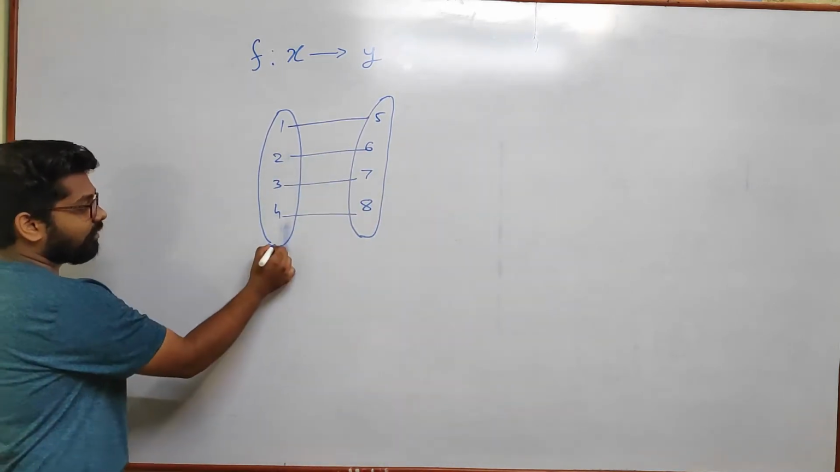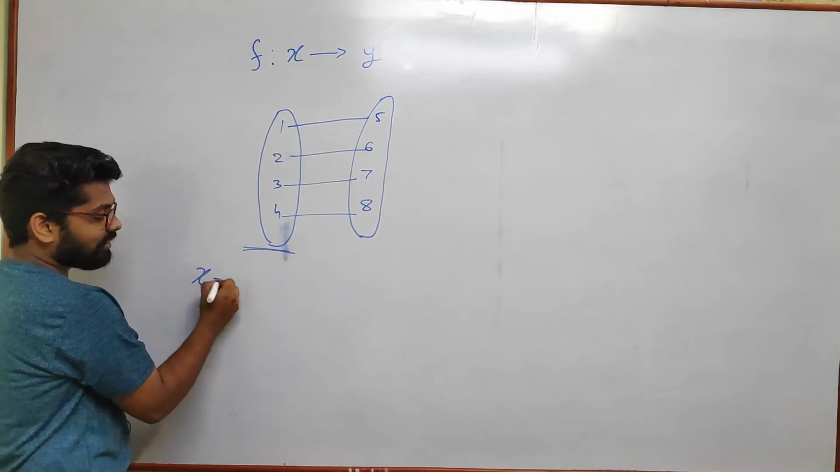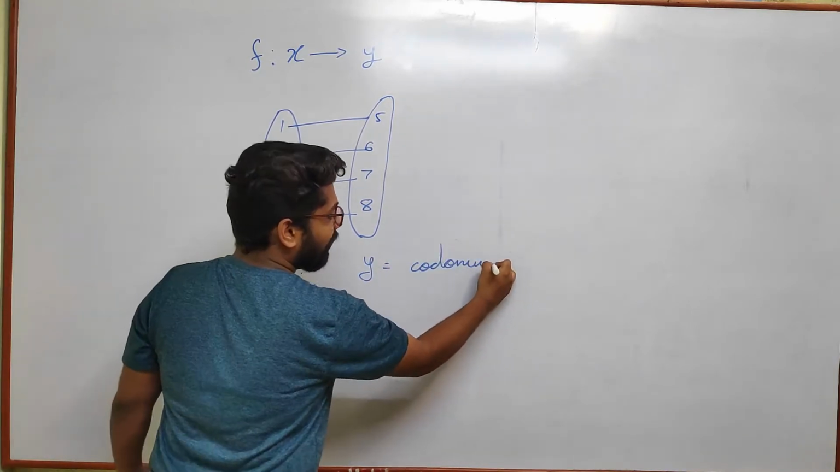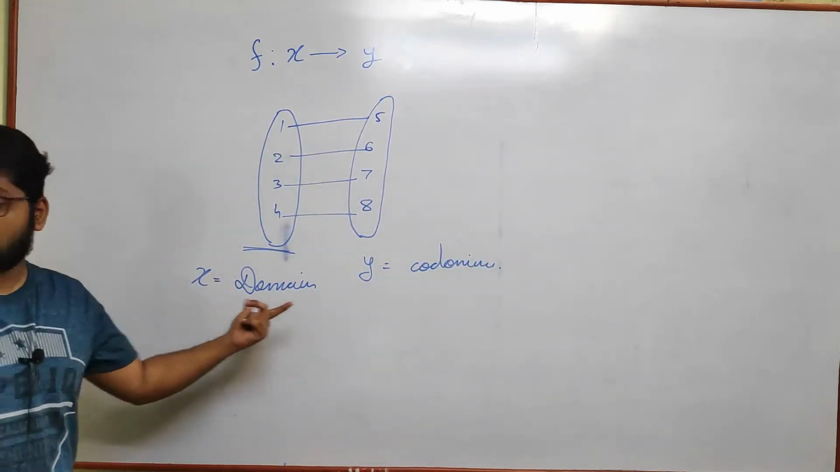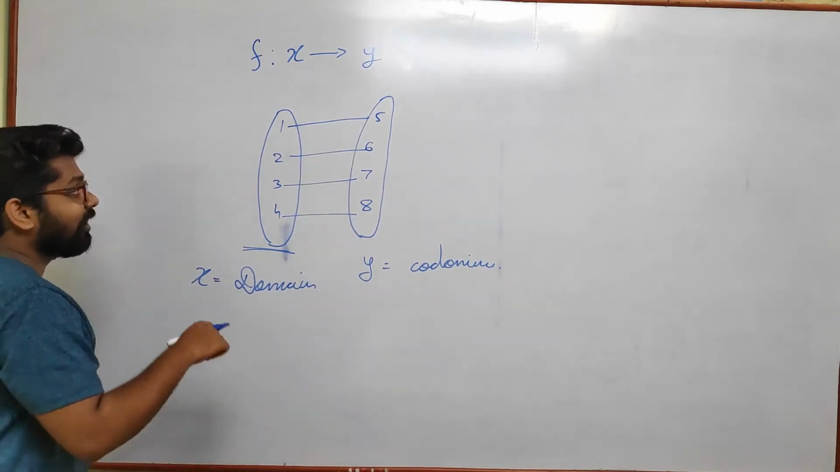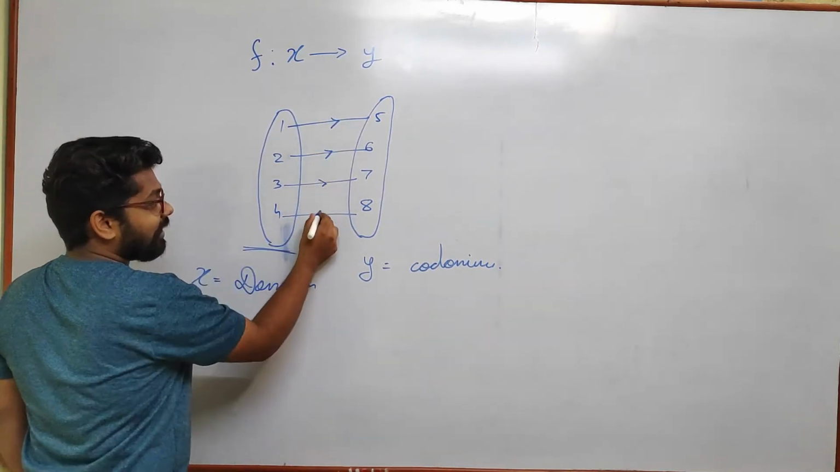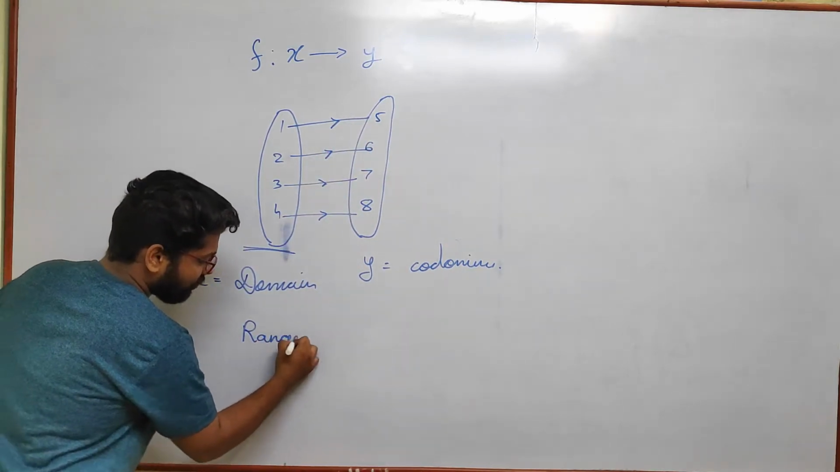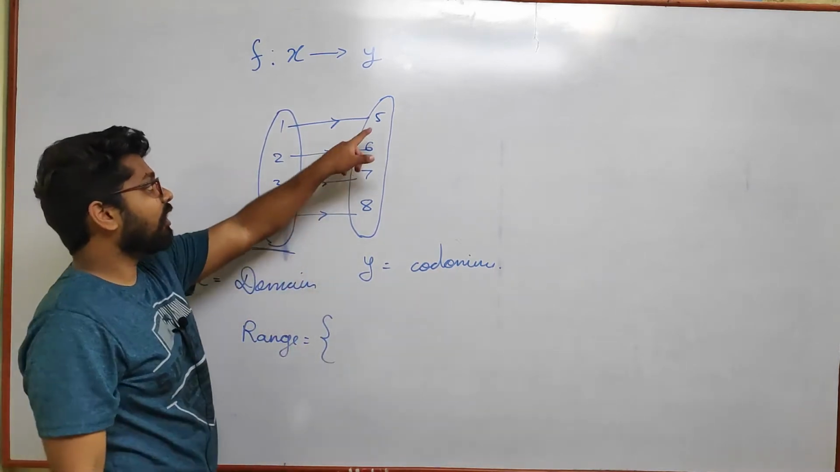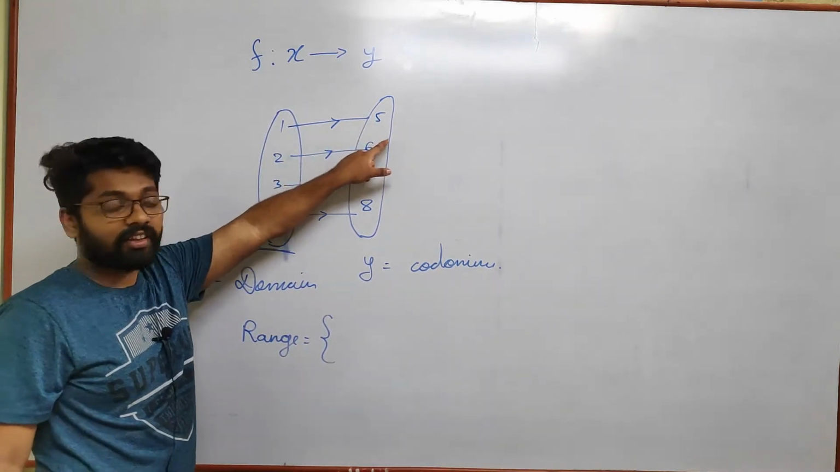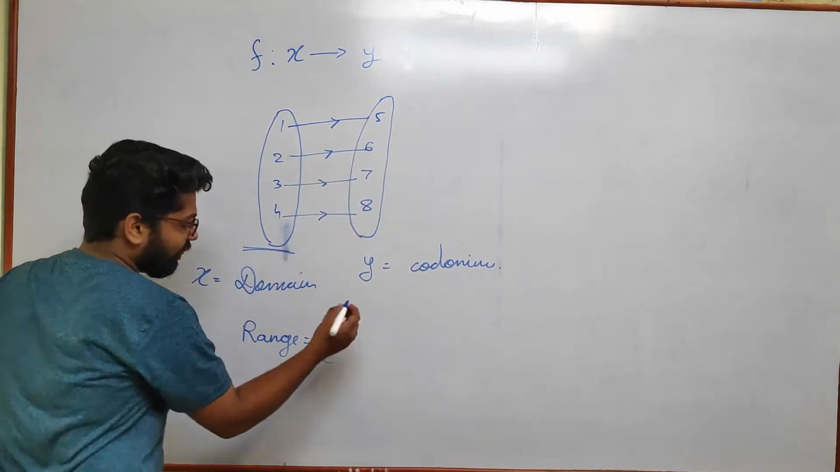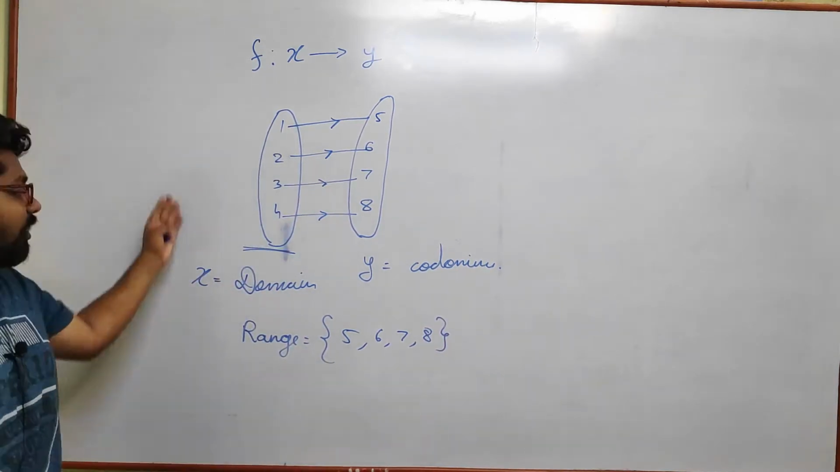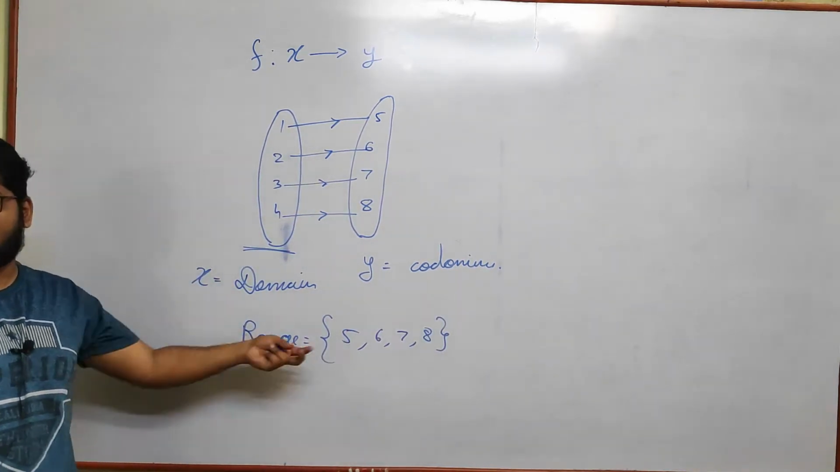The first set, x, is known as the domain. The second set is known as the codomain. The set of elements where the mapping has actually taken place is known as the range. So in this case, what is the range? The mapping has gone to 5, to 6, to 7 and 8. So the range is 5 6 7 and 8. This is the very basic introduction of range, domain and codomain.